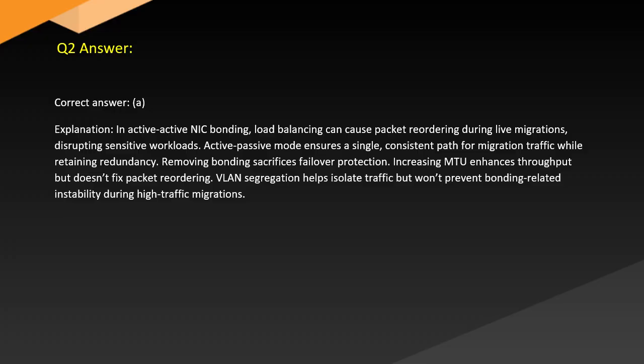In active-active NIC bonding, load balancing can cause packet reordering during live migrations, disrupting sensitive workloads. Active-passive mode ensures a single consistent path for migration traffic while retaining redundancy. Removing bonding sacrifices failover protection. Increasing MTU enhances throughput but doesn't fix packet reordering. VLAN segregation helps isolate traffic but won't prevent bonding-related instability during high-traffic migrations.